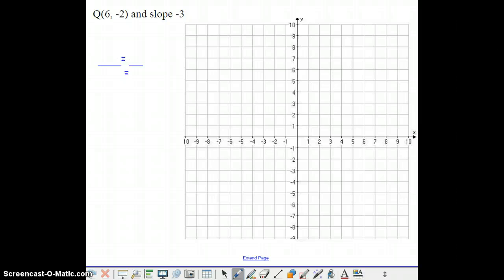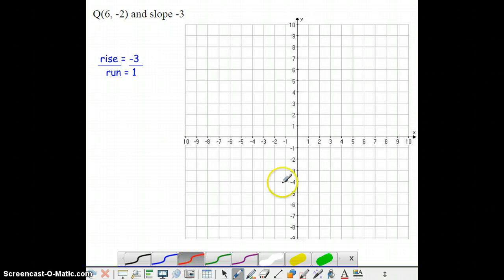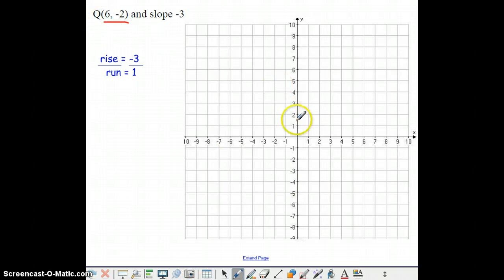For the last example, the slope is -3. You know from fractions that -3 is really -3/1. So our rise is -3, our run is 1. I'm going to start with my point, 6, -2. Forward 6, down 2, and then I'm going to go down 3 over 1, down 3 over 1. When I want to go backwards, down 3 becomes up 3, and over 1 becomes back 1. Up 3, back 1, up 3, back 1, up 3, back 1.